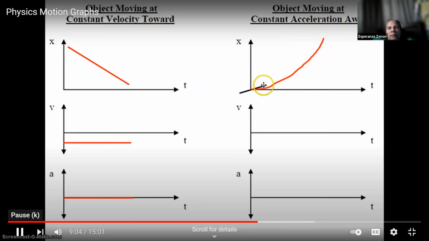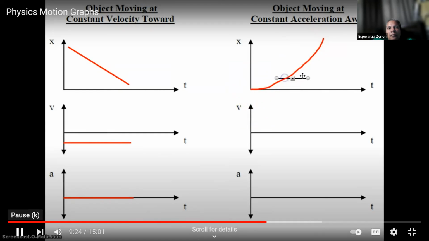We start out at the beginning here. Tangent line being a line that touches the curve only in one spot. You can see that at this particular spot, the slope of this tangent line would be 0. So this object had started from rest.